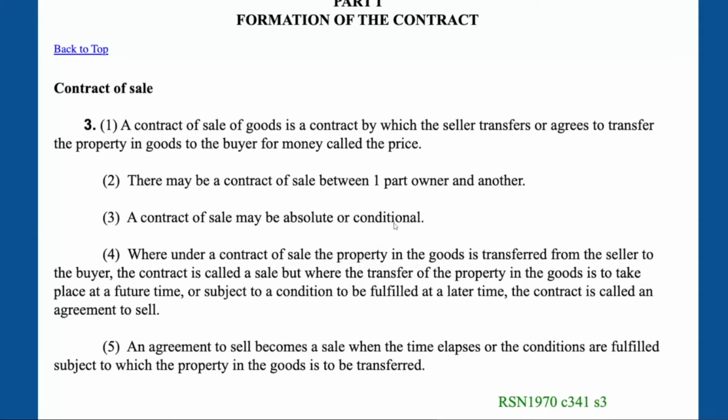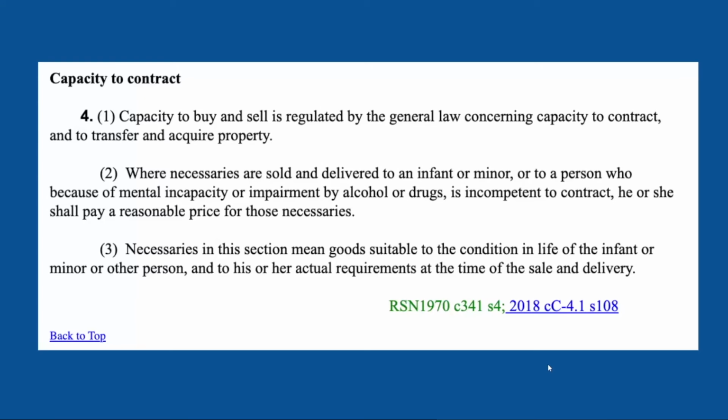A contract of sale may be absolute or conditional. Where under the contract of sale the property in goods is transferred from the seller to the buyer, the contract is called a sale, or where the transfer of the property in goods is to take place at a future time or subject to a condition to be fulfilled, it is called an agreement to sell. We'll look at that a little later on. An agreement to sell becomes a sale when the time lapses or the conditions are fulfilled. This also lays out information with regards to capacity, and it talks about infants and minors, and it talks about incompetence. So all the things that we've talked about in the previous section, this just codifies it.